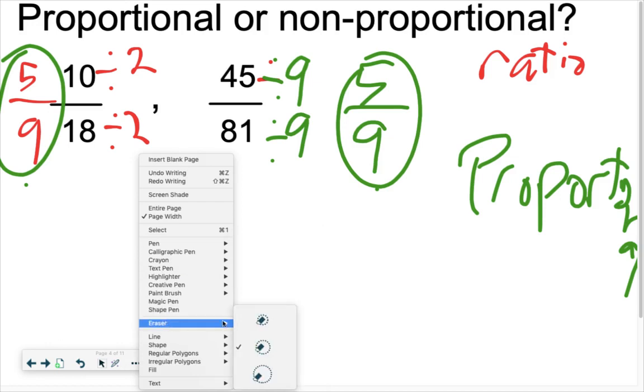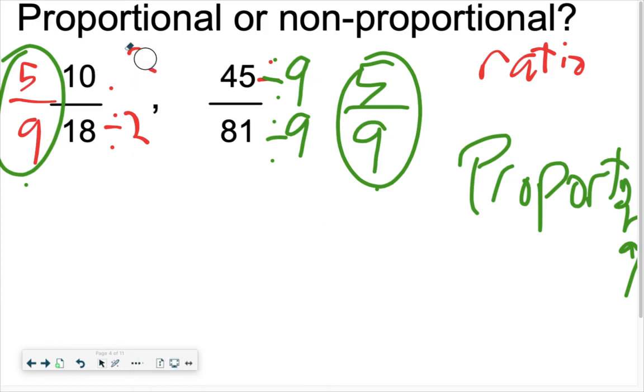So let me create a little bit of space here for us, as I'm going to clean this up just a little bit. The cross product is where we're going to do just that. We're going to do the cross product. Cross meaning diagonal, and product means to multiply. So when we hear the word product, say product. The word product means to multiply.